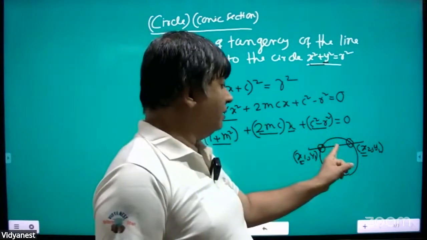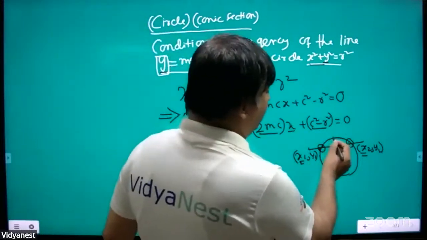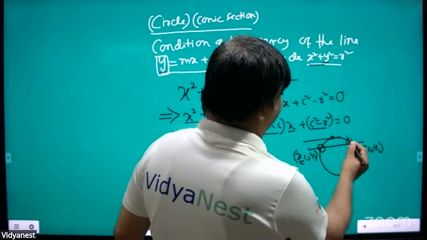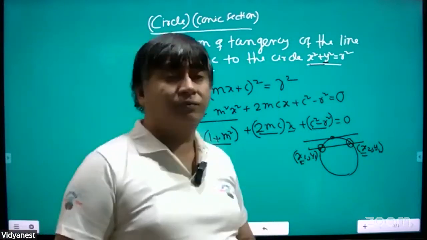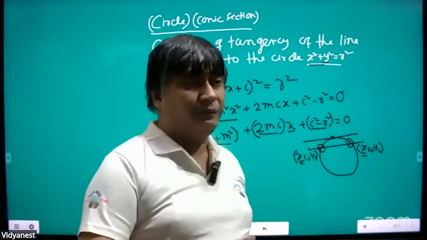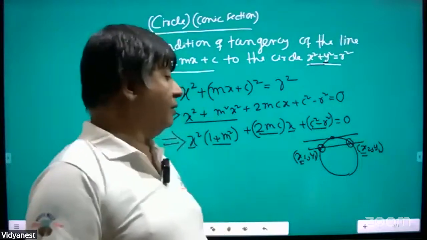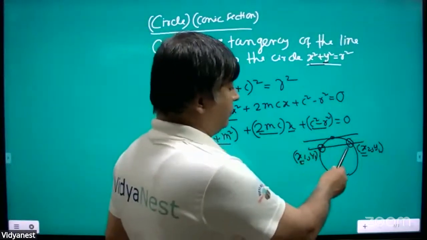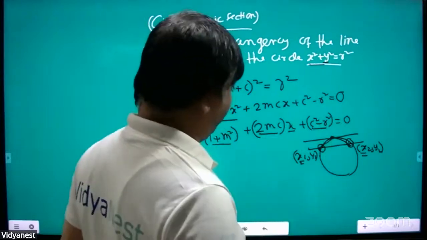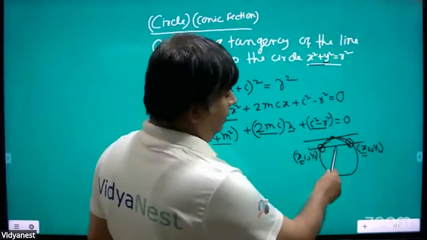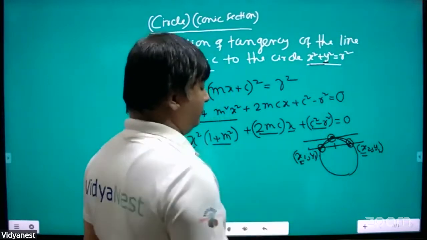Now this is a chord, clearly visible. When will the chord become a tangent? You were taught in quadratic equations, if the discriminant is 0, then two roots will become one root. Yes or no? Yes, sir. Then जो कट कर रहा था सर्किल को टच करेगा.